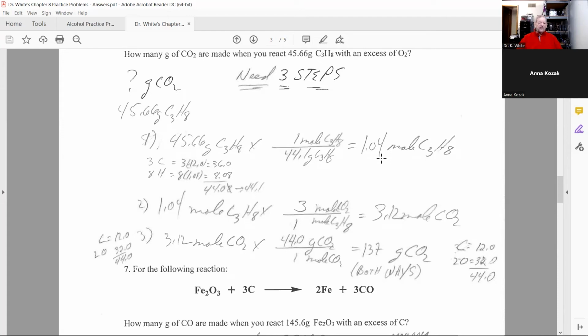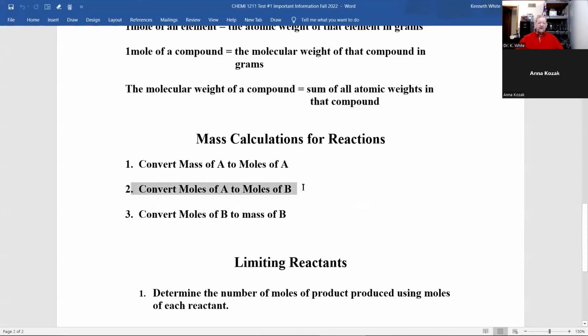Now, with these multi-step problems, you can round off at each step, which I'm a round-off-at-each-step person, or you can wait till the end. I will calculate it both ways, and sometimes they're the same, sometimes they're different. So, are we done? No, we're trying to get the grams of CO2. So, what should we be doing? We now do step 2, convert moles of A to moles of B.